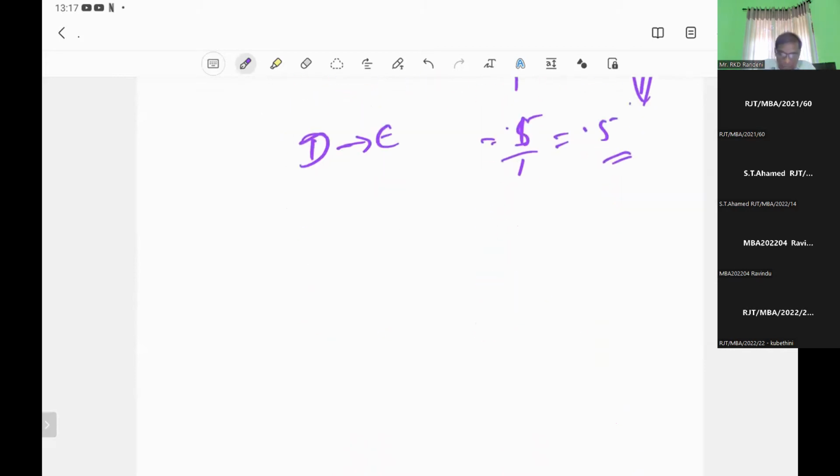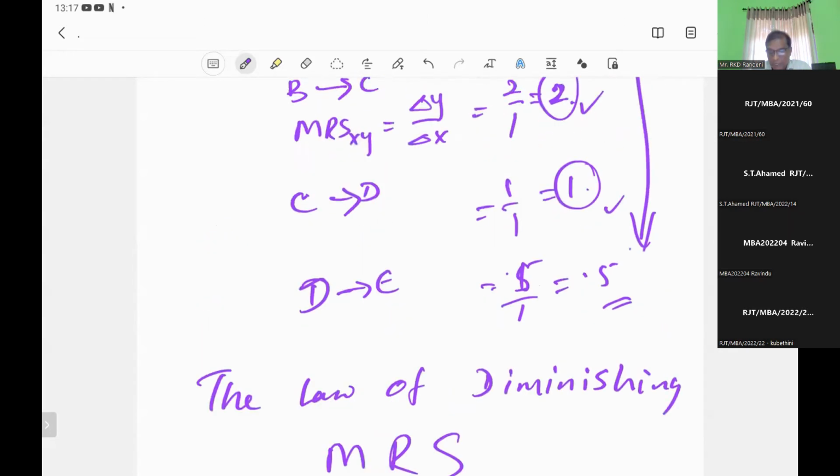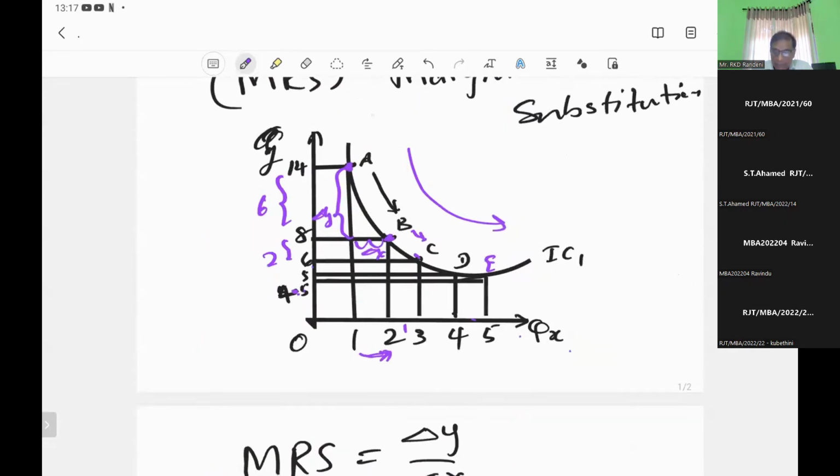Then there is a law, the law of diminishing marginal rate of substitution. Now left to right downwards, that MRS is diminishing. That is needed, left to right downwards, and a curve convex to the origin. That law is there. Why? How? Now he is ready to, B to C, C to D like that.